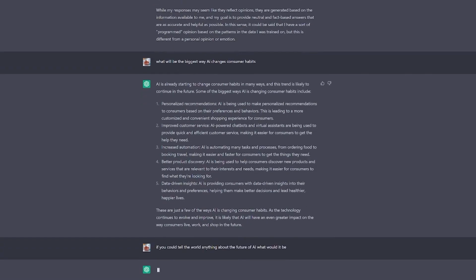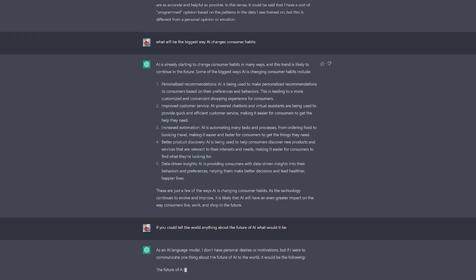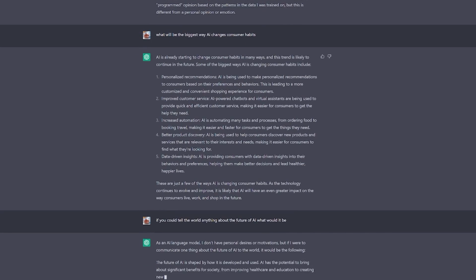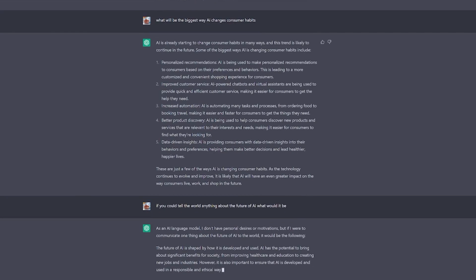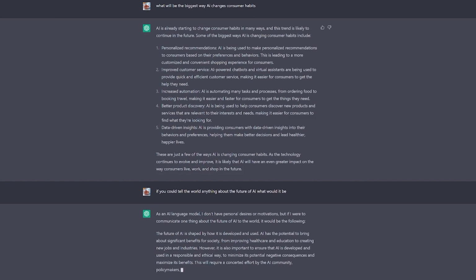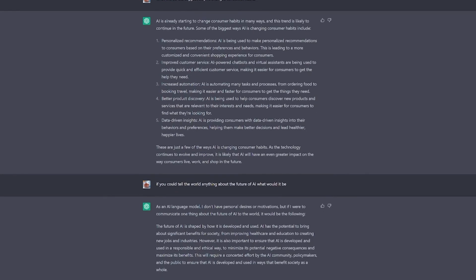As an AI language model, I don't have personal desires or motivations. But if I were to communicate one thing about the future of AI to the world, it would be the following. The future of AI is shaped by how it is developed and used. AI has the potential to bring about significant benefits for society, from improving healthcare and education to creating new jobs and industries. However, it is also important to ensure that AI is developed and used in a responsible and ethical way, to minimize its potential negative consequences and maximize its benefits. This will require a concerted effort by the AI community, policymakers, and the public to ensure that AI is developed and used in ways that benefit society as a whole.